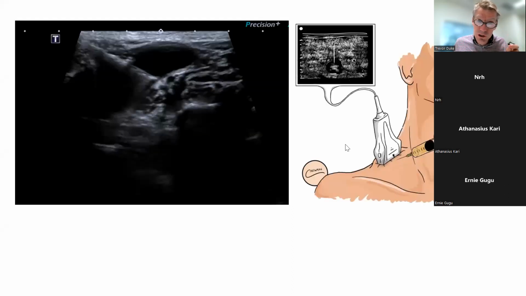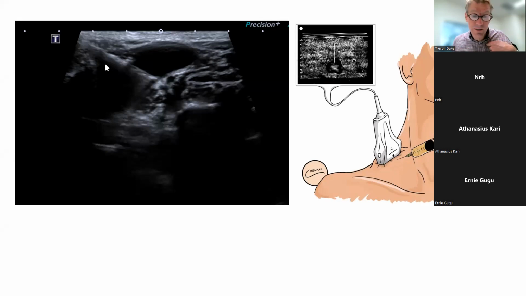And with an ultrasound, if you put the ultrasound probe there, you can just aspirate with a needle into the node. And you can see here, this is the lymph node in the boy's neck.